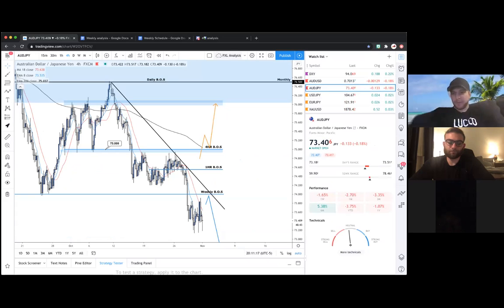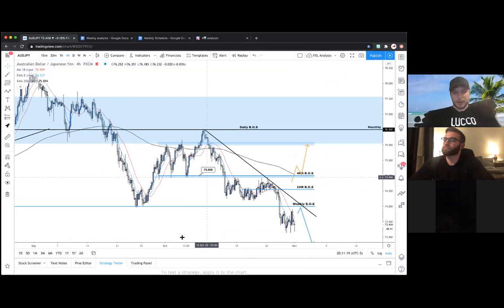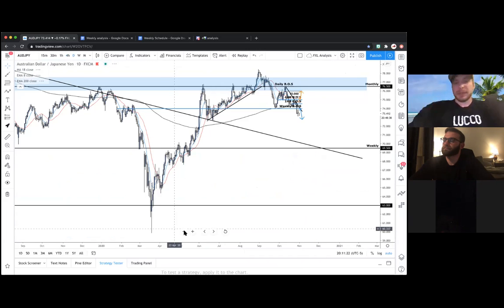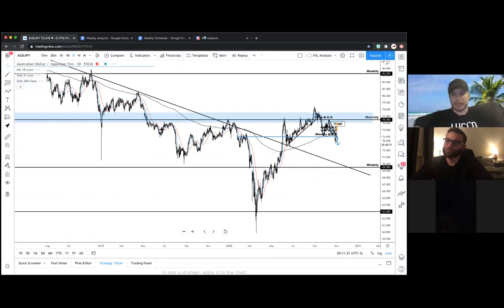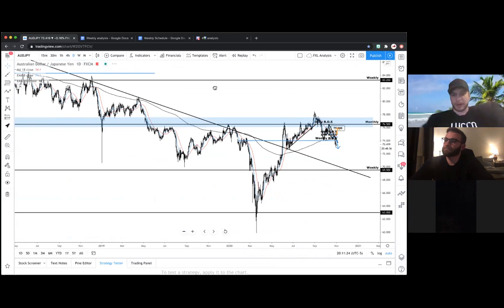Next, we got AJ. Very similar to AU. We got a couple potential scenarios. Overall, very bearish. Let's jump right to the daily time frame, see what we're looking at. Nice ascending channel, clearly very bearish.